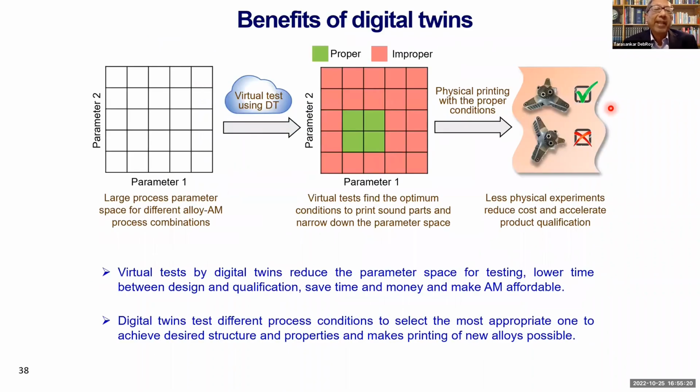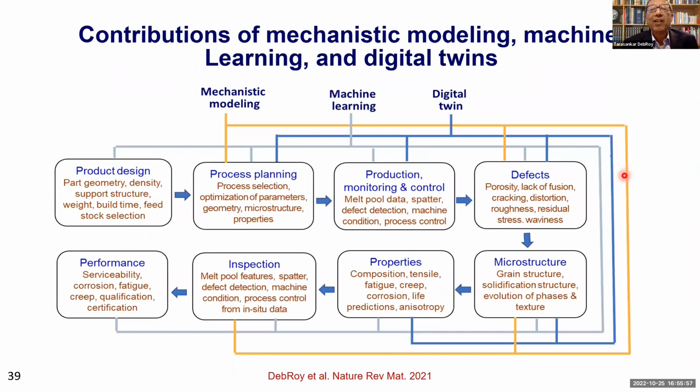So the benefits are many. First benefit is that, you remember I said that the parameter space is very large. Cooling rate had a very large range. The temperature gradient had a very large range. So one of the things of virtual testing using digital twin is to reduce this parameter space. And therefore, the physical printing is likely to result in sound parts. So that is one of the benefits of using virtual testing using digital twins.